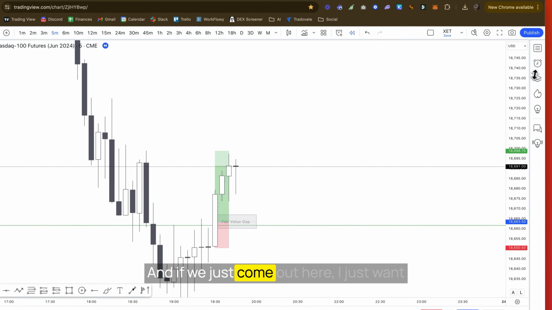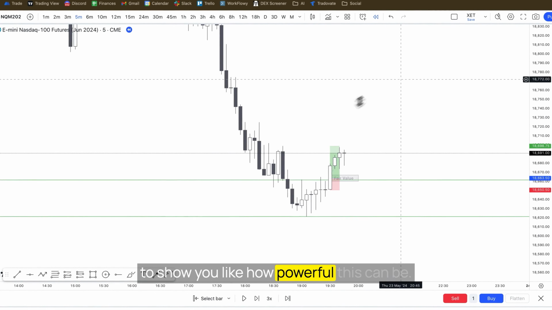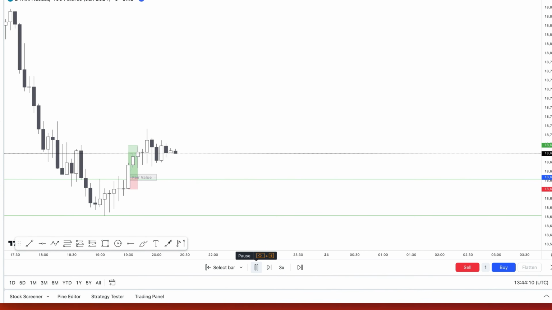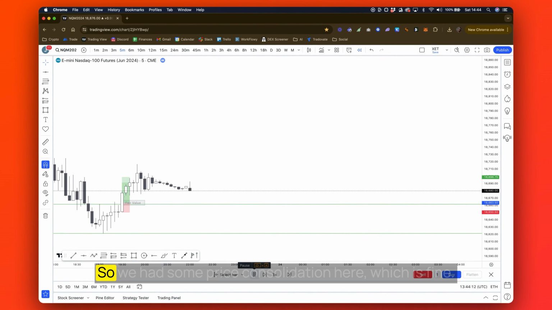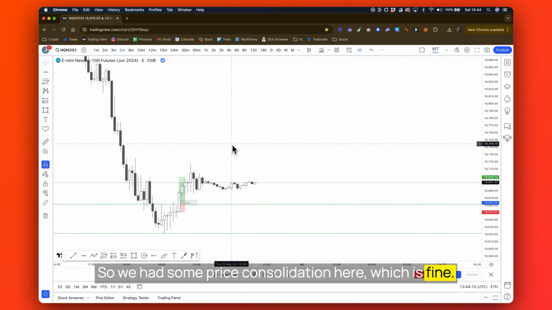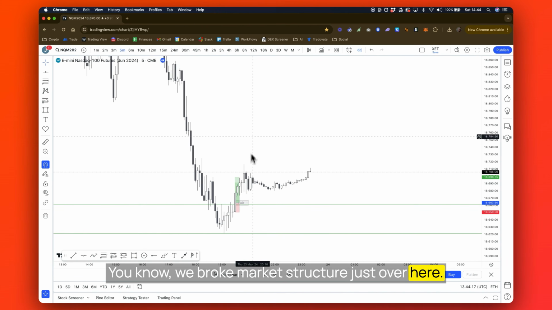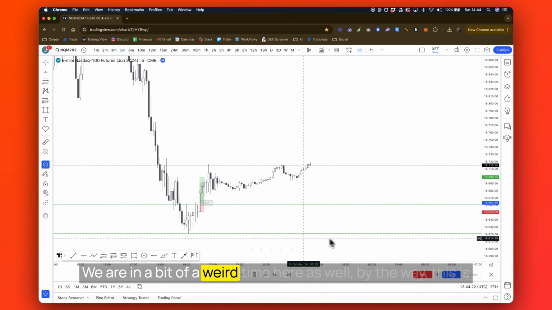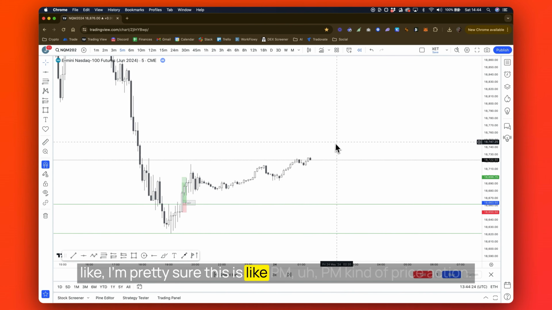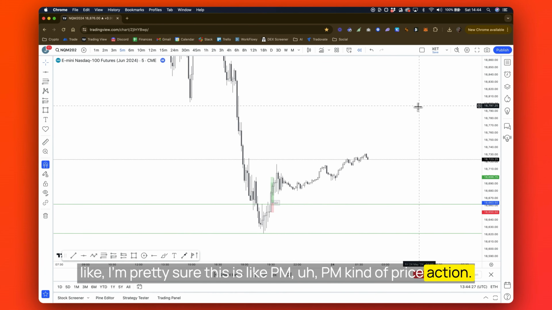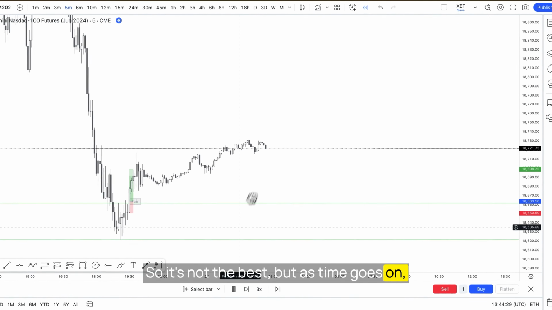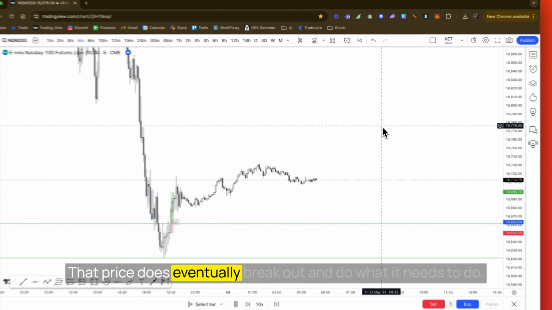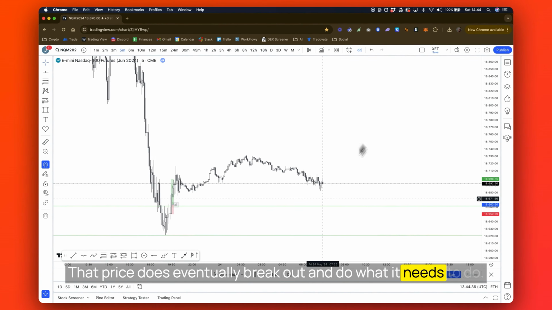And if we just come out here, I just want to show you how powerful this can be. Okay. Check this out. So we had some price consolidation here, which is fine. We broke market structure just over here. And then, as you can see, price then begins to move up. We are in a bit of a weird time here as well, by the way. I'm pretty sure this is PM price action, so it's not the best. But as time goes on, I'll just speed this up a little bit, price does eventually break out and do what it needs to do.